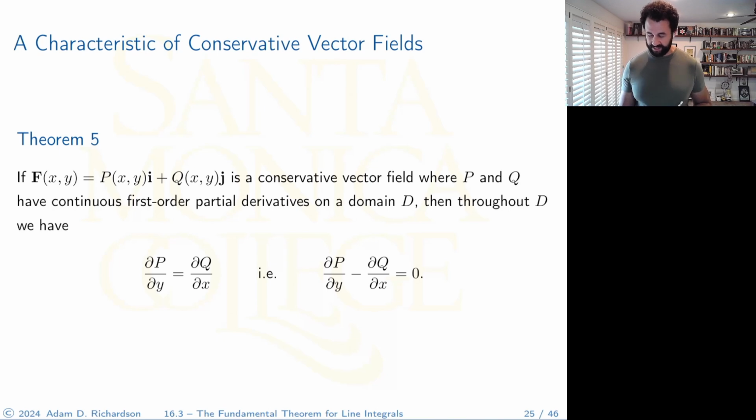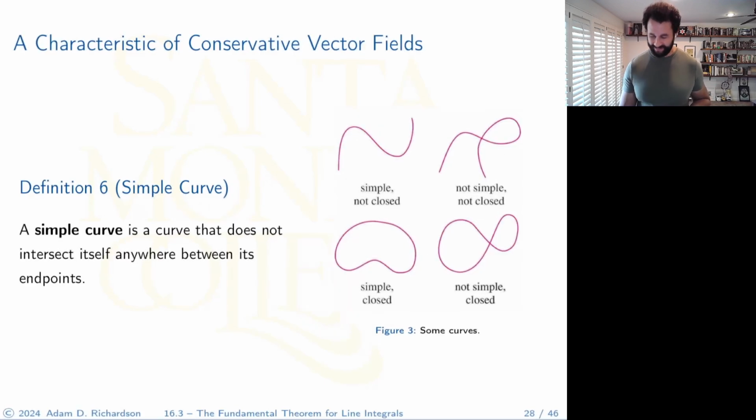What we would like to know is, is there a way to determine if a vector field is conservative? And for that, we're going to need a couple more definitions. Here we go. A lot of extra definitions. Good news is the definitions are simple. Pun intended here. So now let's talk about simple curves. Simple curves are curves that don't intersect themselves anywhere between the endpoints. Here's a simple curve. This is not a simple curve. Here's a simple curve. Here is not a simple curve. So simple curves can't cross themselves.